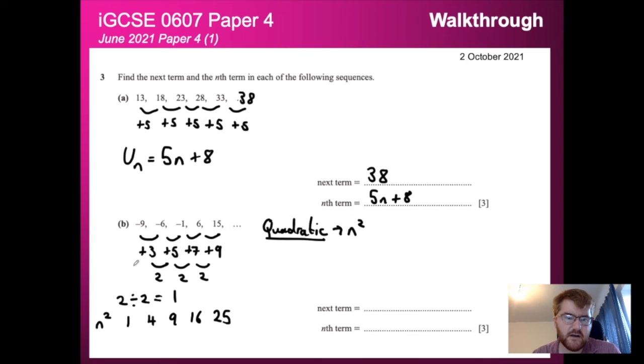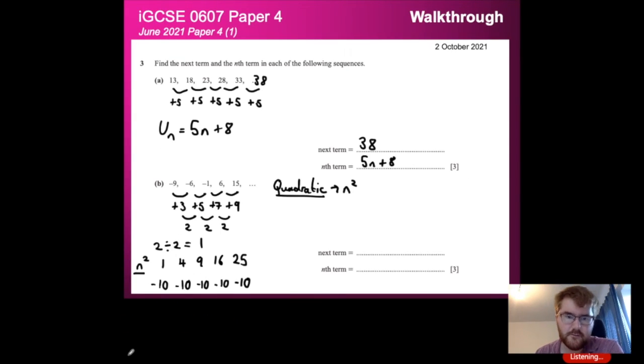So minus 9 minus 1 is minus 10, minus 6 minus 4 is minus 10, minus 1 minus 9 is minus 10, and you can probably see the pattern here that we're always getting minus 10 when I take this sequence away from my square numbers. And my nth term I can work out from here is just this and this part.